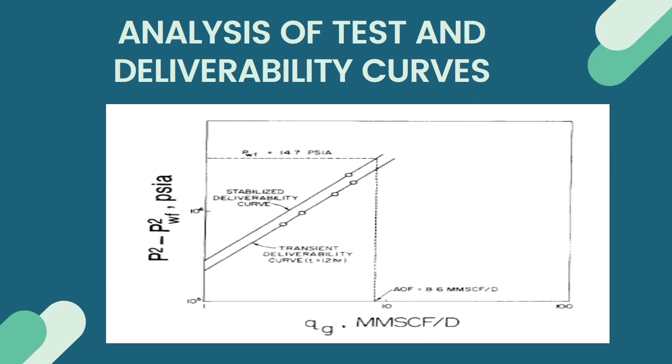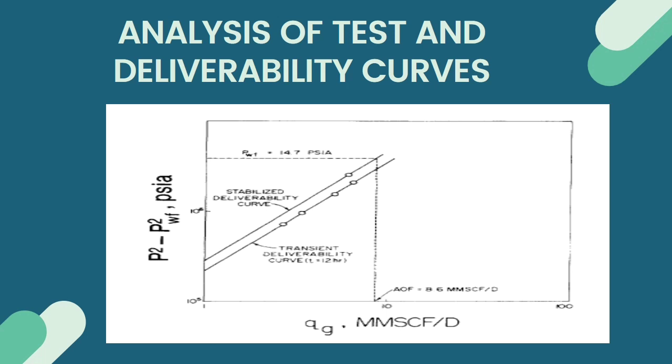Analysis of test and deliverability curves. Analysis of the test is done by generating the deliverability curve. The deliverability curve is plotted on a log-log scale. On the y-axis we have the average pressure squared minus the bottom hole flowing pressure squared. On the x-axis we have flow rate.